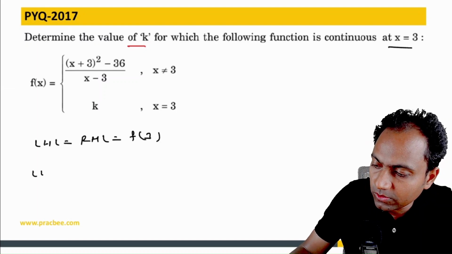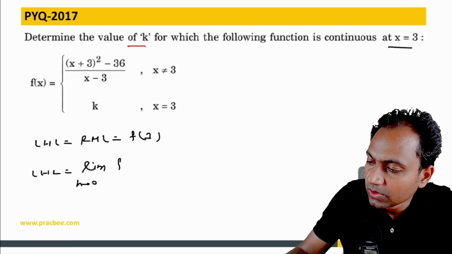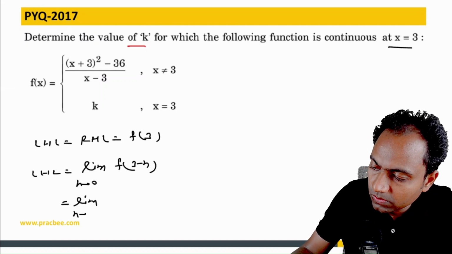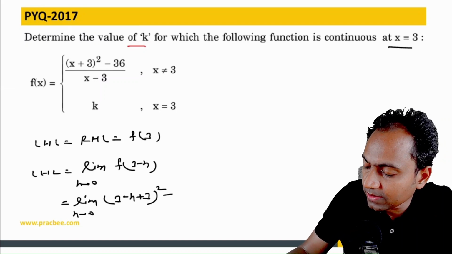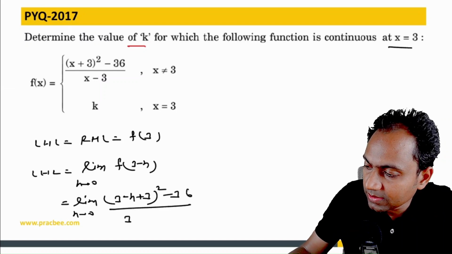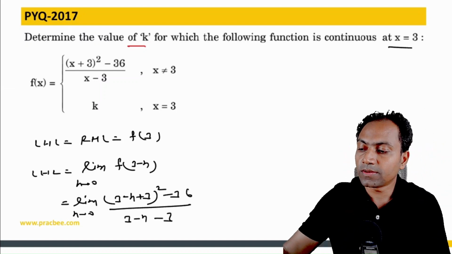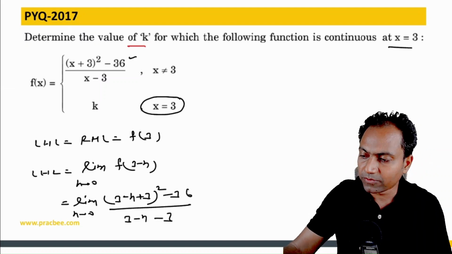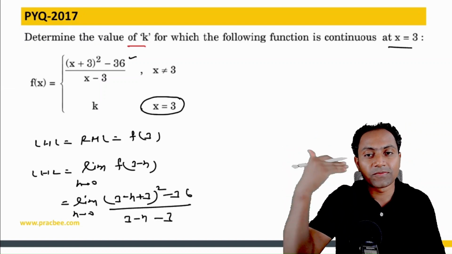So we'll have to find the value of LHL. It comes out to be limit h tends to 0, f of 3 minus h. And now if I do so, what am I getting here? This becomes nothing but (3 minus h plus 3) whole square minus 36 by 3 minus h minus 3. Now here you can see that I'm using the other part of the function, because this is only valid for x equal to 3. Here x is not equal to 3, we're looking at the value of the function at a value slightly less than 3. That is the reason we'll have to use the first part.